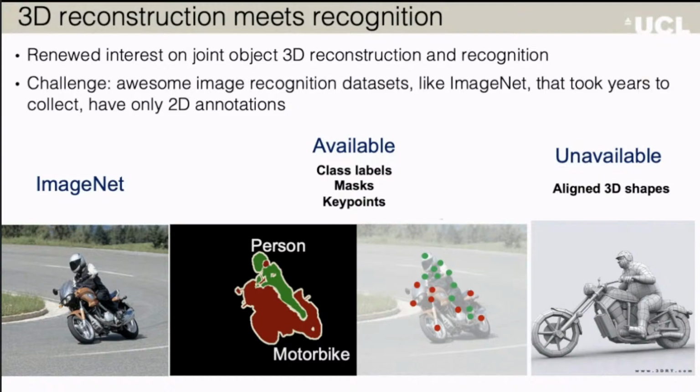These are really easy and cheap to annotate. But aligning ground truth 3D shapes with these images, as you can see here on the right, is a lot harder to collect. So although some important efforts have happened in recent years to collect 3D datasets such as ScanNet or Matterport, they're still quite limited, and in particular they're very limited to indoor scenes.